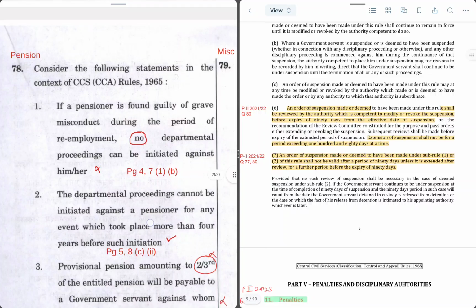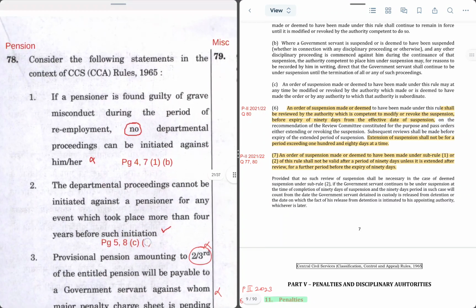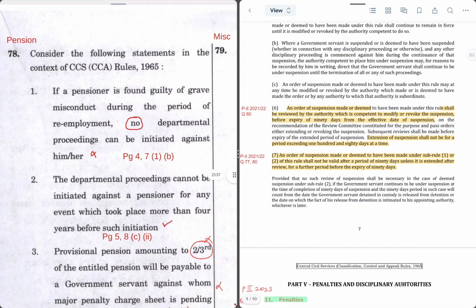Next question is on pension. No, actually the question is on CCA rules. The question says: consider the following statements in the context of CCA rules 1965. It also links with pension, so it will actually fall in both the categories. Statement 1: if a pensioner is found guilty of grave misconduct during the period of re-employment, no departmental proceedings can be initiated against him or her. So let's open the rules to see what is given there.